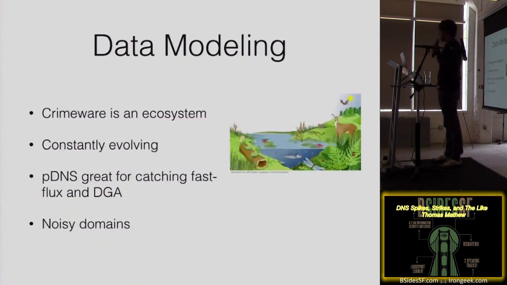So I like to think of crimeware as an ecosystem. You have your botnets, your exploit kits, your spammers, and it's constantly evolving.